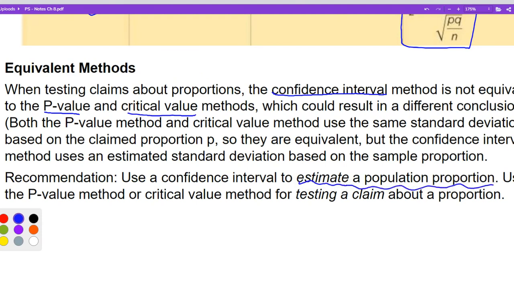That's what we did last chapter. We estimated the population proportion. We put it between two numbers and said we're 95% confident that the actual value is in between these two. We want to use the p-value method or the critical value method for testing a claim about a proportion, and that's what this chapter is about.